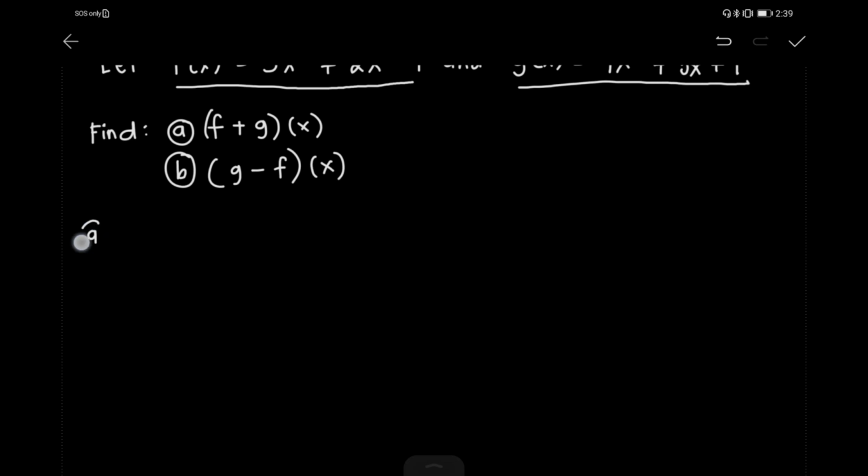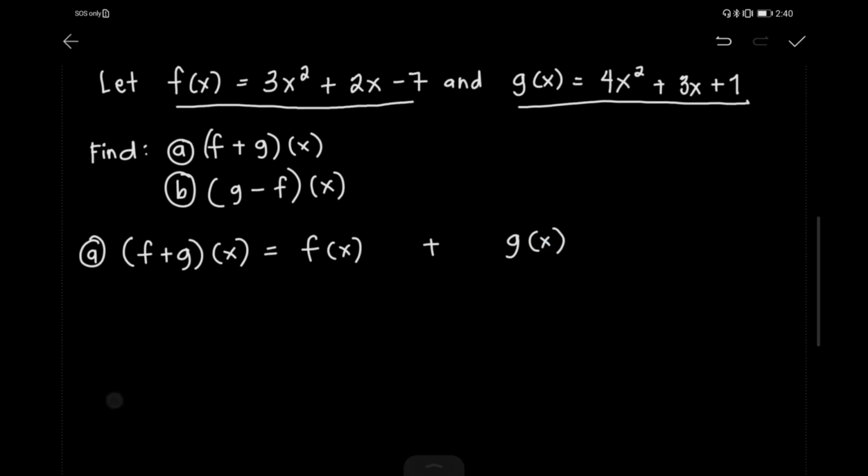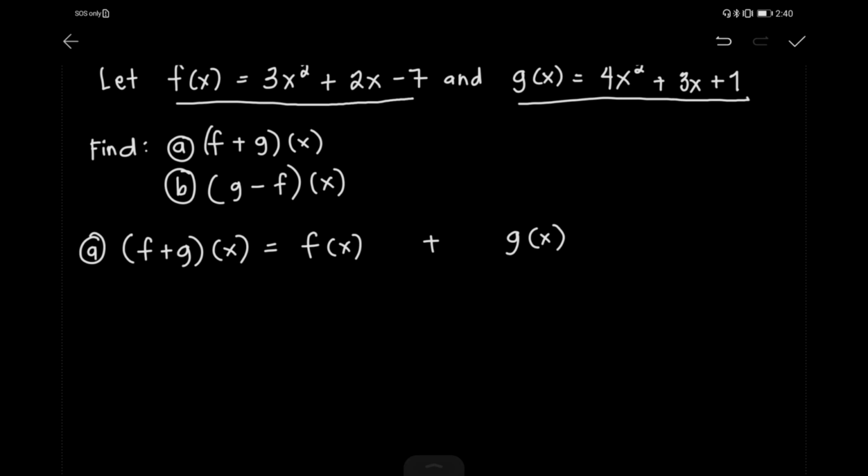So we have here the first one, f of x. So we know this is an addition. So f plus g of x. So it means that we're going to add the value of our f of x plus the value of our g of x. So this time, let us substitute the value of our given f of x, which is 3x squared plus 2x minus 7, plus the value of our g of x, which is 4x squared plus 3x plus 1.